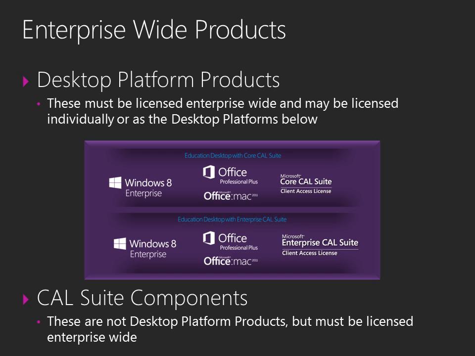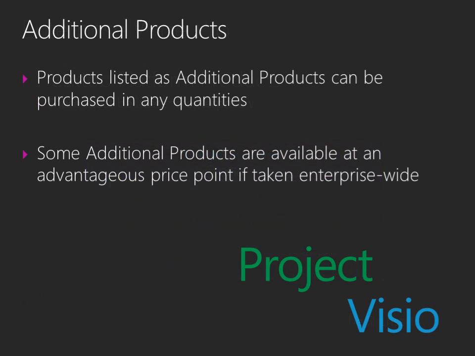It is also possible with the CAL Suites, rather than buying a whole CAL Suite, to go for the individual CAL Suite components. So these individual components are not counted as the desktop platform products, but they must be licensed enterprise-wide. So if you do go for the individual CAL Suite components, you have to license your full FTE count with them.